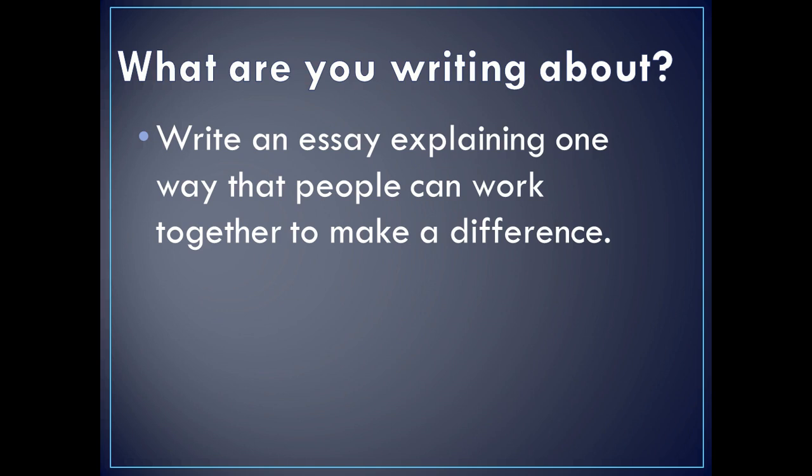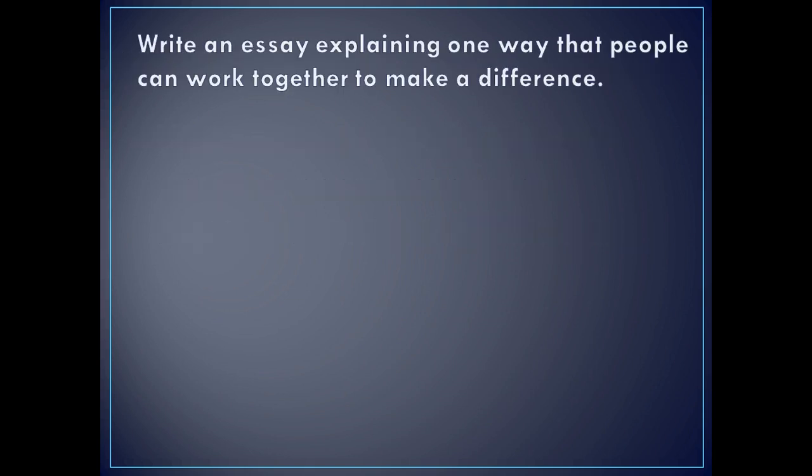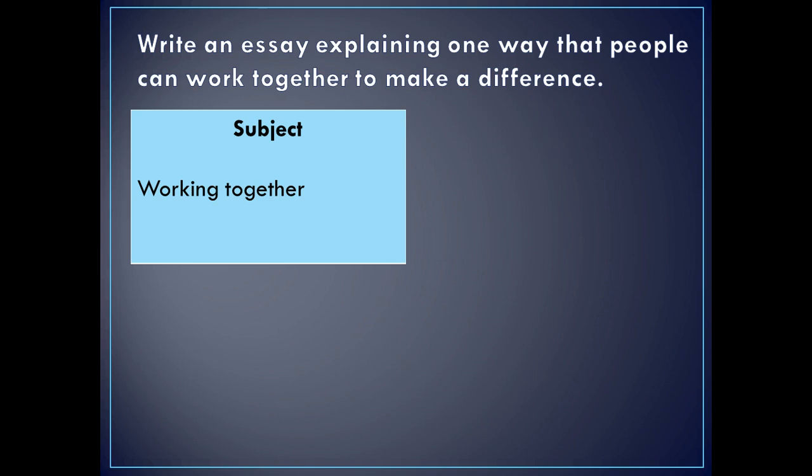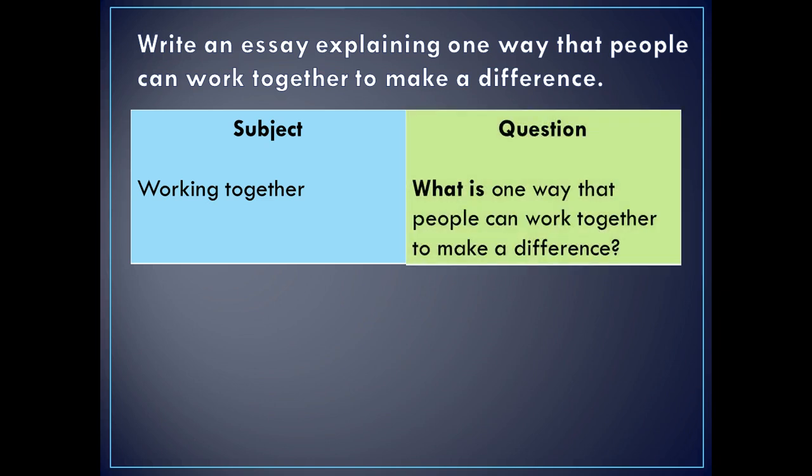So let's go ahead and start our 4-square. I put the prompt up at the top so we don't forget what we're writing about. So our subject here is working together, right? That's what the prompt tells us. What exactly is it asking? What is one way that people can work together to make a difference? That is the question from the prompt.